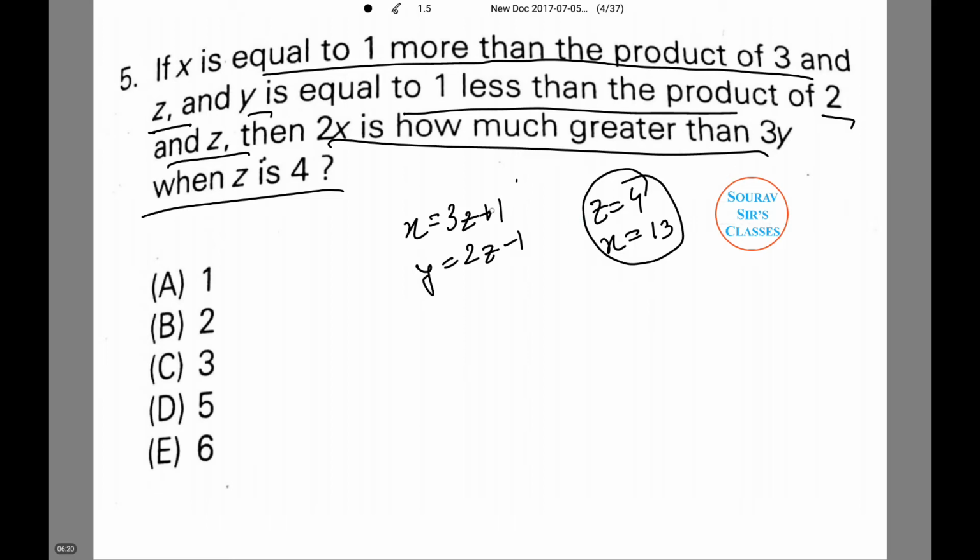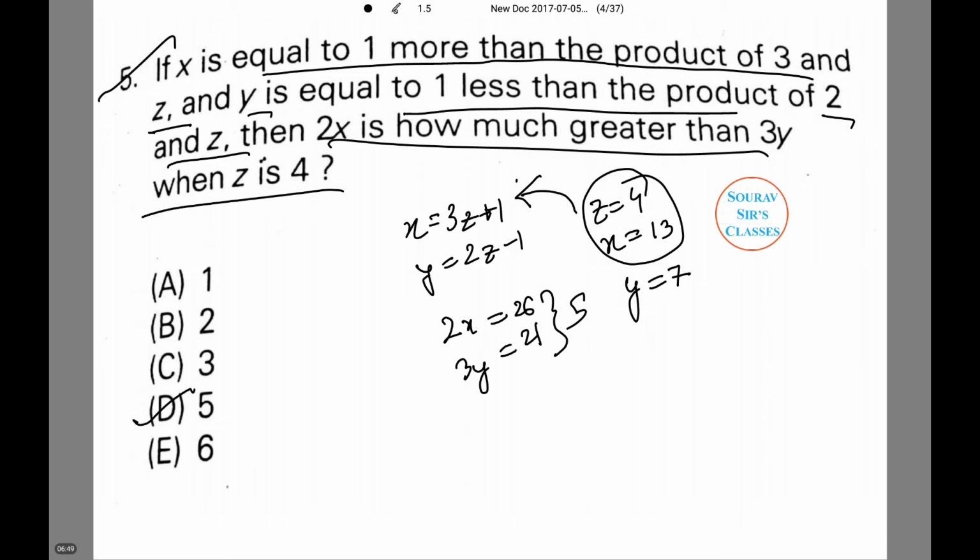in this equation, and y is equal to 7. Then 2x is thus 26 and 3y is thus 21. The difference between the two values is thus 5. So the correct answer is option number D.